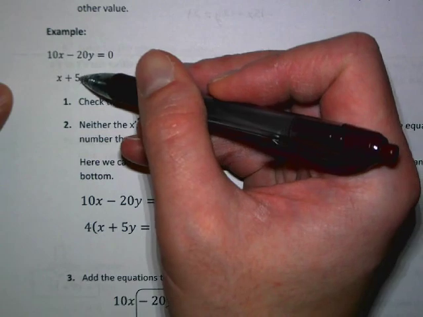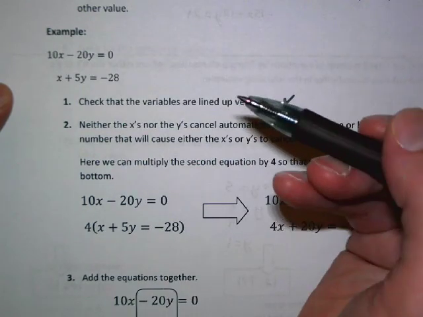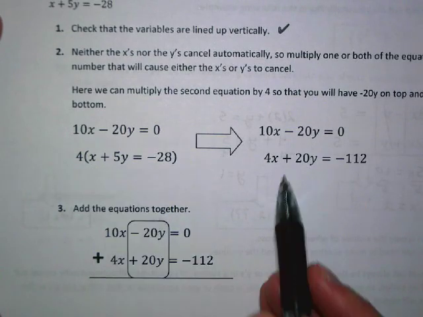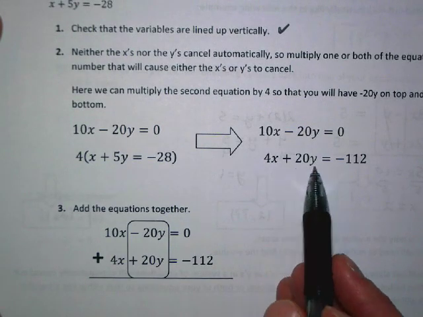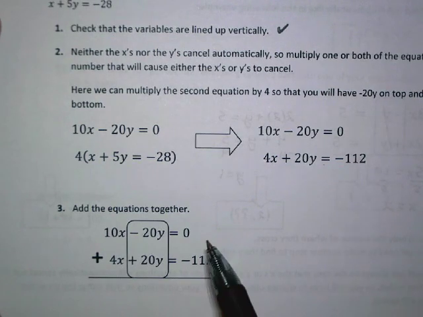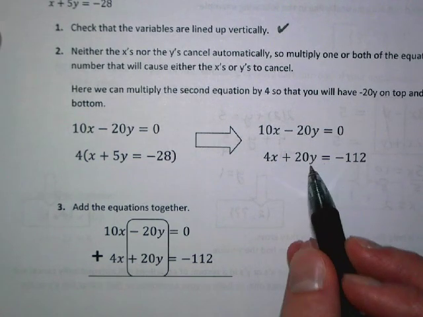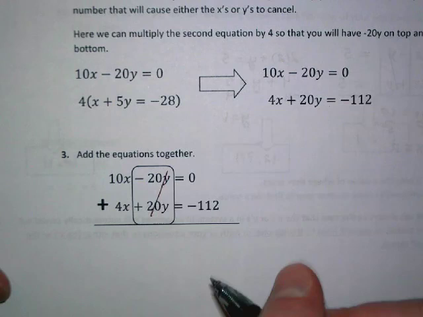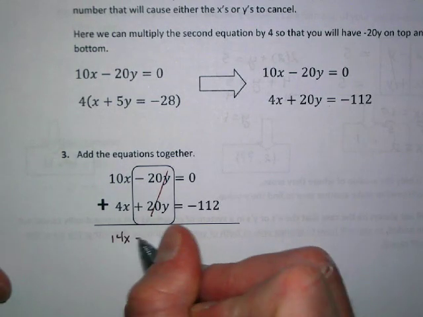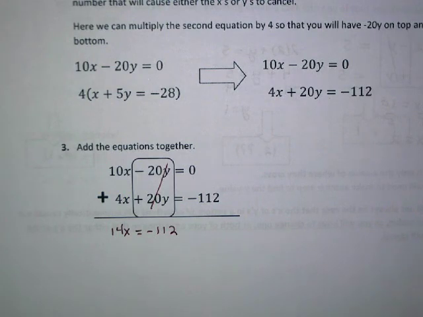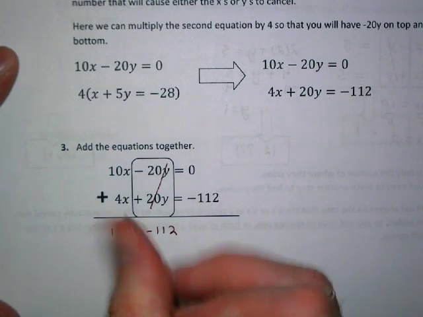So you'd have to ask yourself, what do I need to multiply 5 by to make it 20? Which would be 4, which is what this is showing down here. So if we multiply that equation by 4, it becomes 4x plus 20y equals negative 112. That is the only new step to what we're doing today with elimination. Once you get it there, it's just like what we've done before. We now see the y's cancel. We have 14x equals negative 112. And then we would divide by 14 and get negative 8.